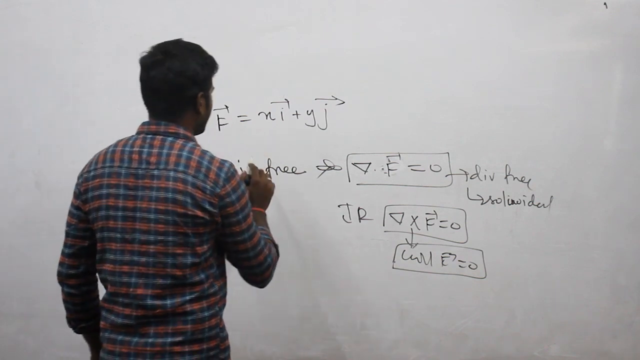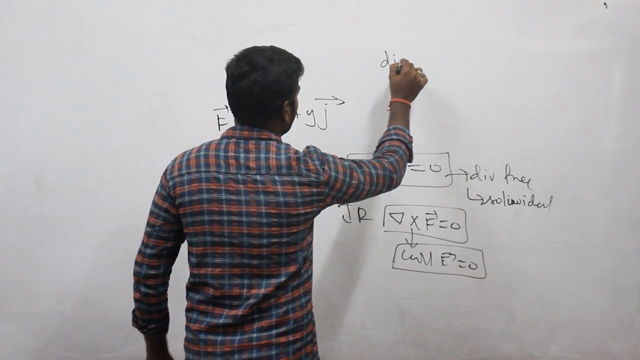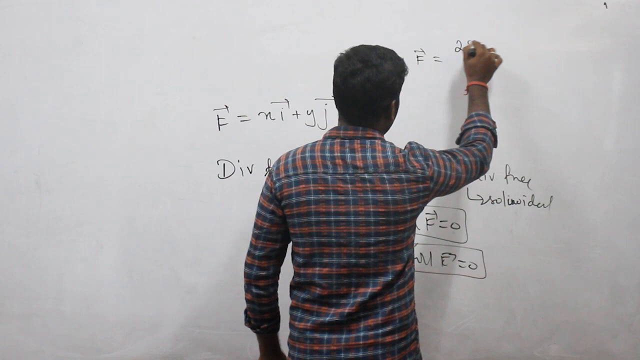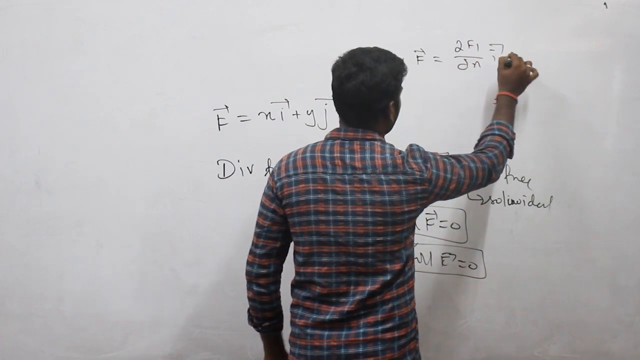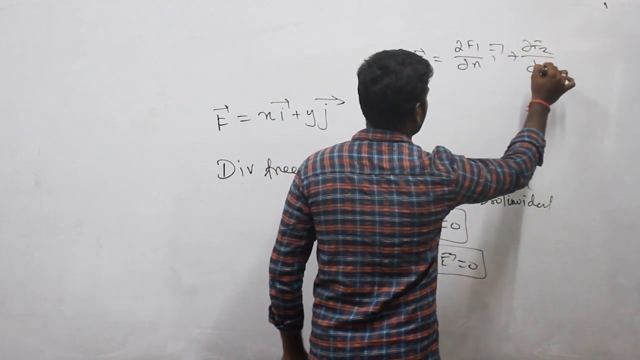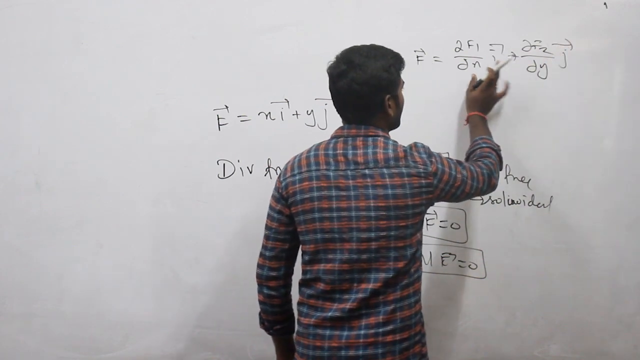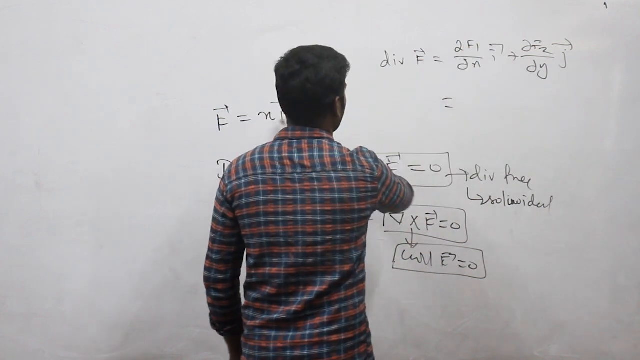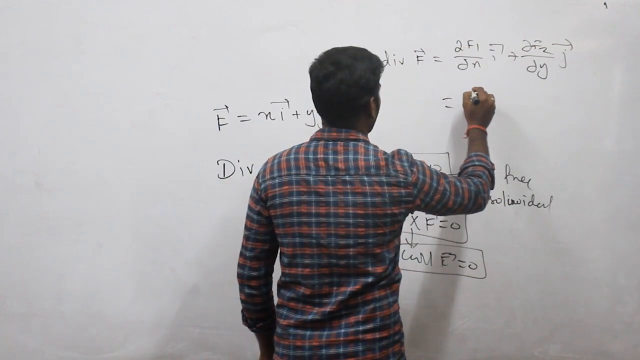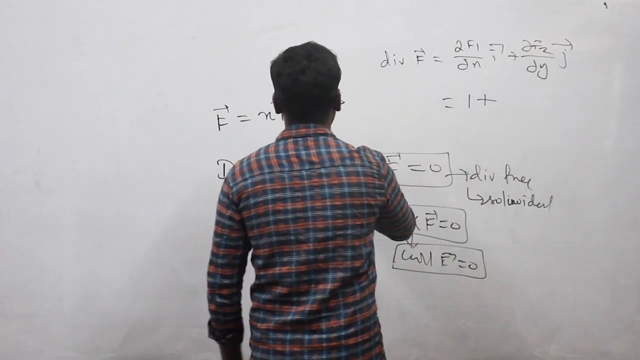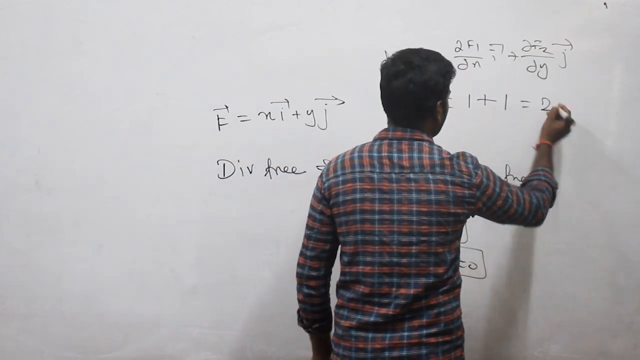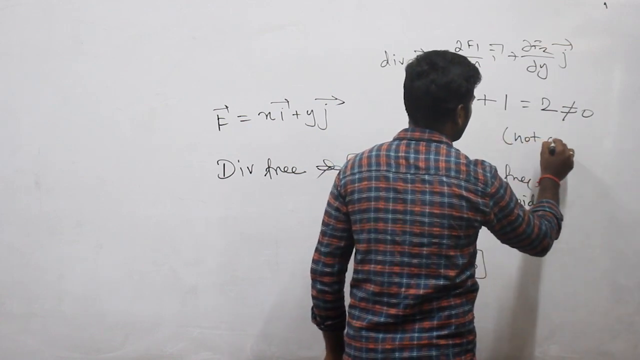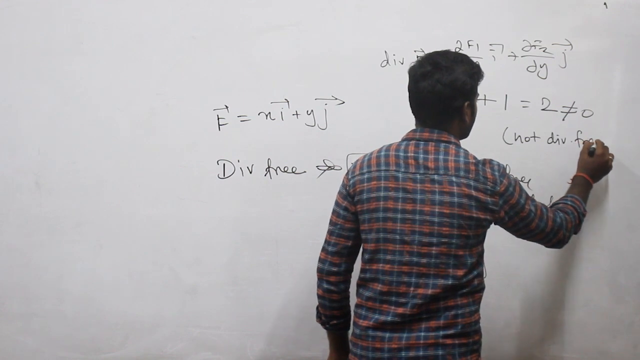So first find the divergence. Divergence of f vector equal to f1 into x i vector plus f2 into y j, because this is a two dimensional vector, so taking x y is enough. Differentiating with respect to x, what do we get? 1. Plus differentiating this term with respect to y, again 1. So answer is 2. It is not equal to 0, so it is not divergence free.